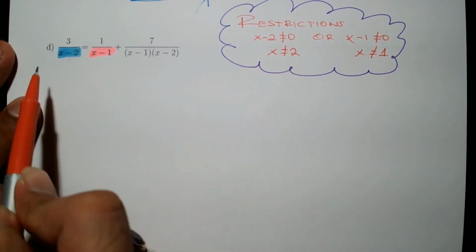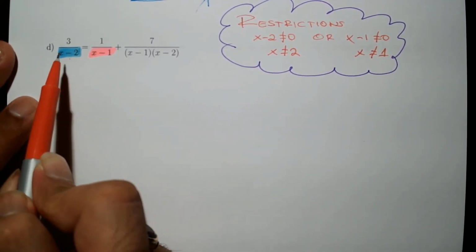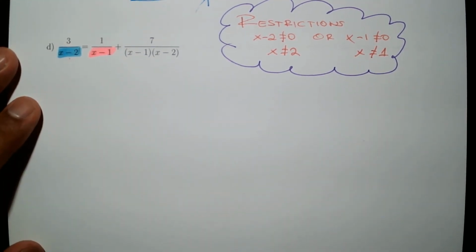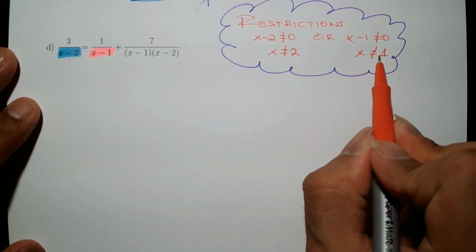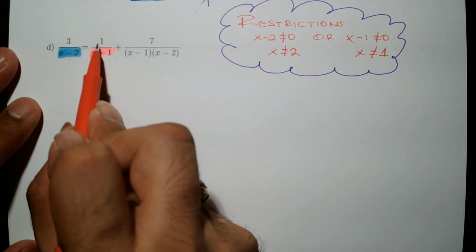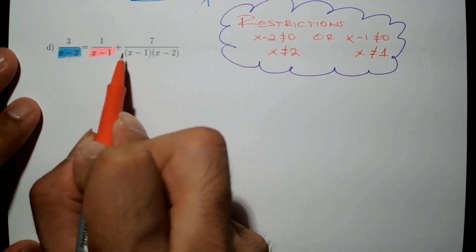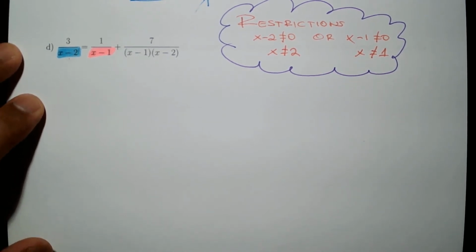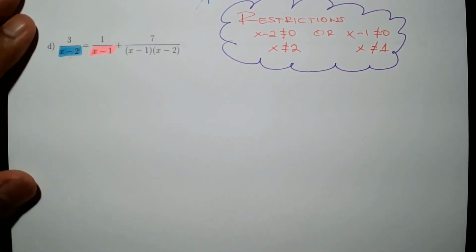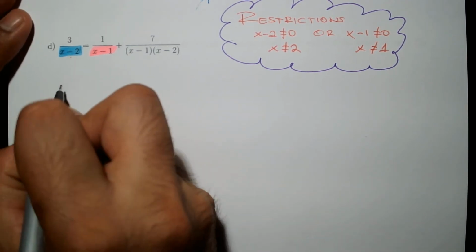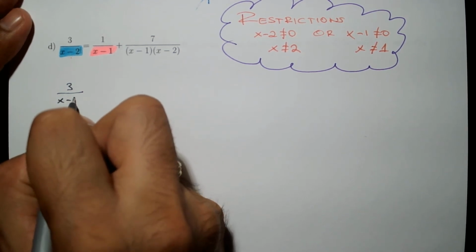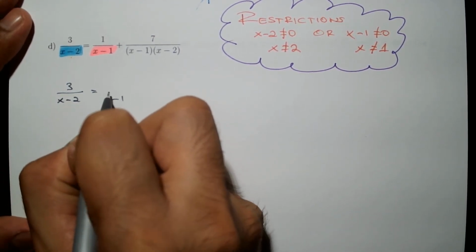What happens if you plug in 2 in the denominator of the first term? Okay, 2 minus 2, you get a 0 in the denominator. 3 divided by 0, that's undefined, and that's not what we want. Likewise, if you plug in x equals 1 in the denominator of this term, you get 1 minus 1, which results in a 0 in the denominator, and that's not what we want either. Alright, so I guess I will have to rewrite the equation for space restrictions.